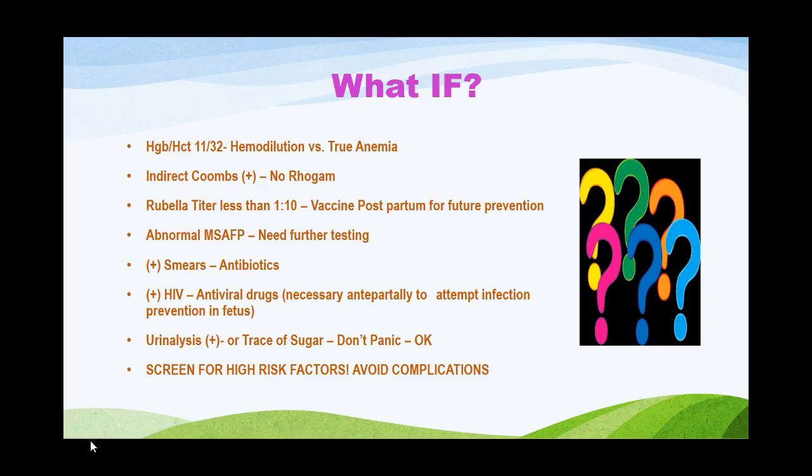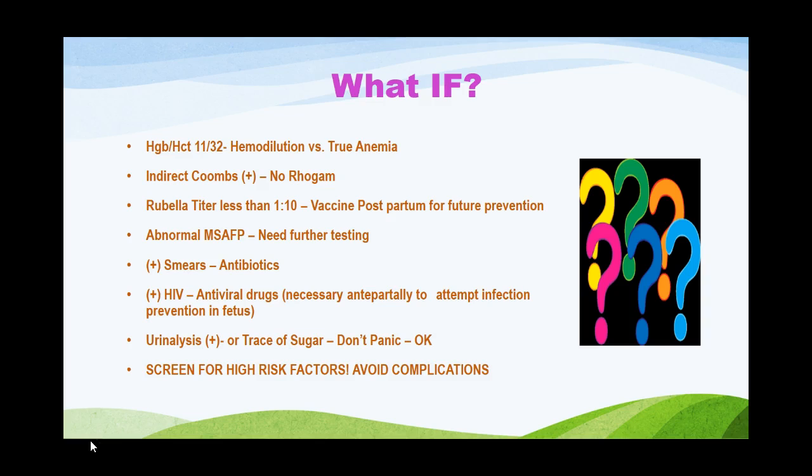And why can she not get it during pregnancy? She cannot get it during pregnancy because MMR is a live vaccine. An abnormal maternal serum alpha-fetoprotein, like I told you, just detects that there is some kind of abnormality, but it does not tell you what kind it is, so this person would need further testing.